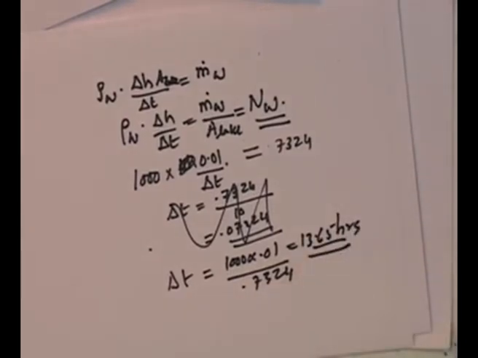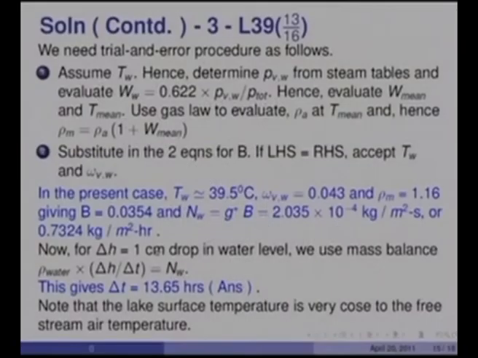Of course, what we have done here is that for the whole day, over the entire period of this time, we have said the solar radiation is constant, which of course is not the case. The solar radiation varies during the day, but we have taken an average value, and we find the time required for 1 centimeter drop of the lake would be about 13.65 hours, which, assuming sunshine hours of about 10 hours, we can say about 1.5 days would be required to reduce the lake water by 1 centimeter.